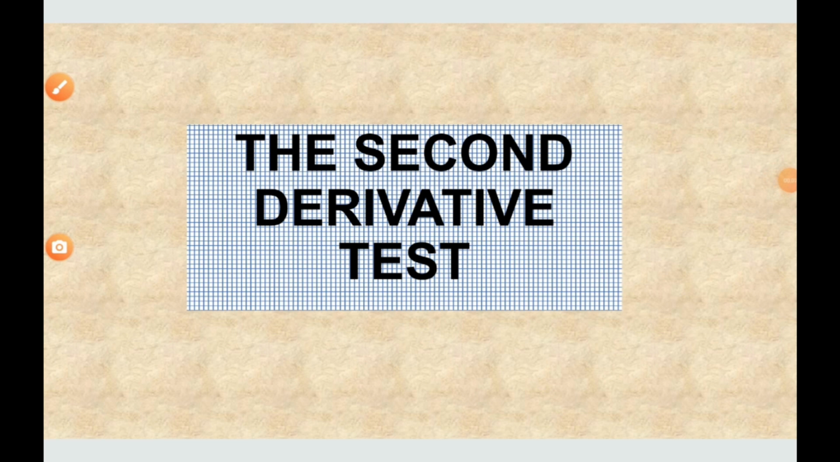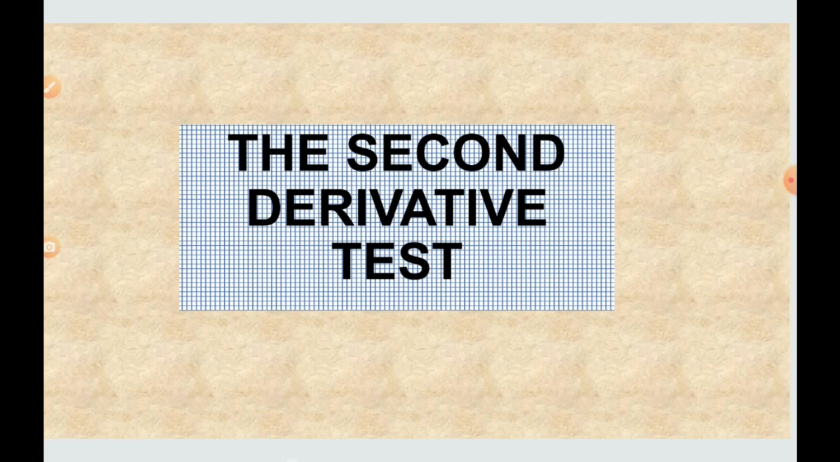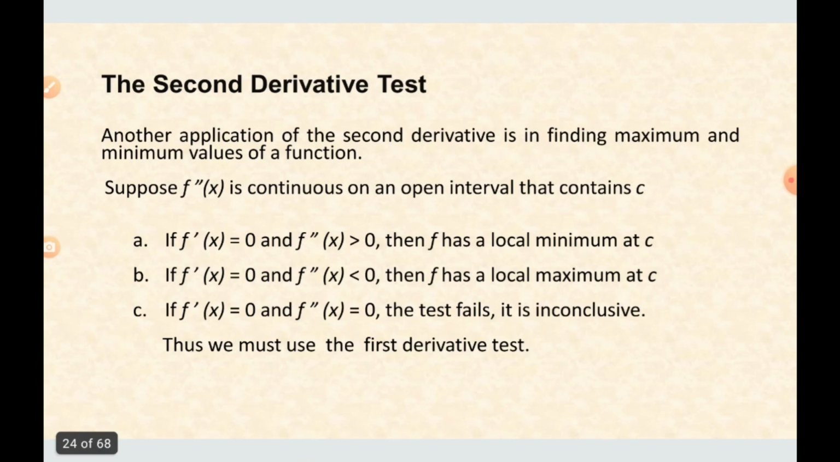Okay, now we move to the next part, that is the second derivative test. Another application of the second derivative is in finding maximum and minimum value of a function. Suppose f prime x is continuous on an open interval that contains the point c.